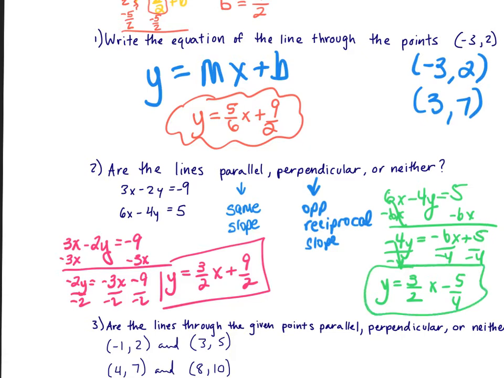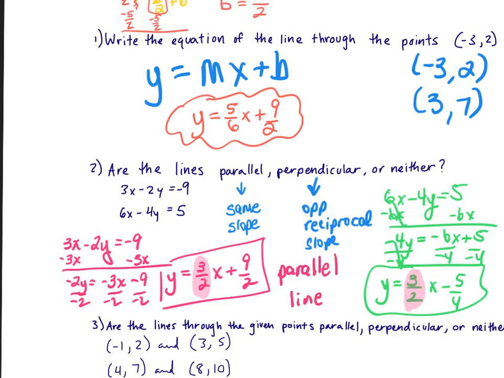Now, do the intercepts matter when I look at these two things? No, the only thing that matters is the slope. So let's compare the slopes. Here is the slope of one line, here is the slope of the other line. What do you notice about those two numbers? They are the same. So if we have same slopes, these are parallel lines.